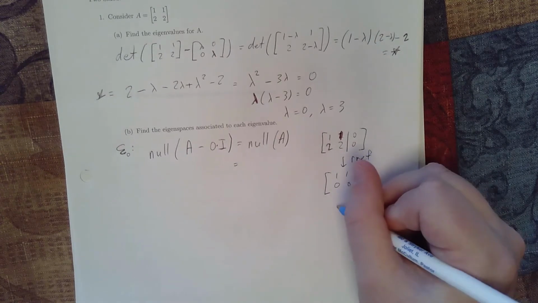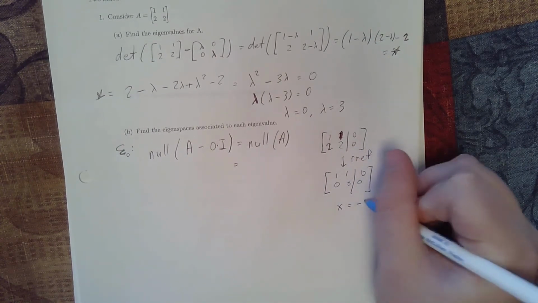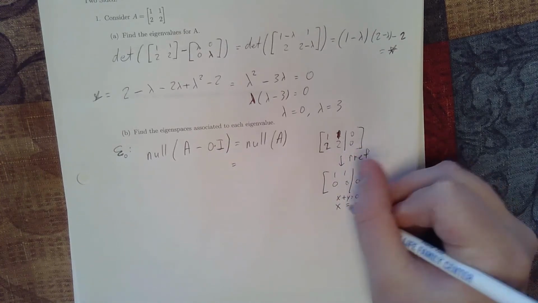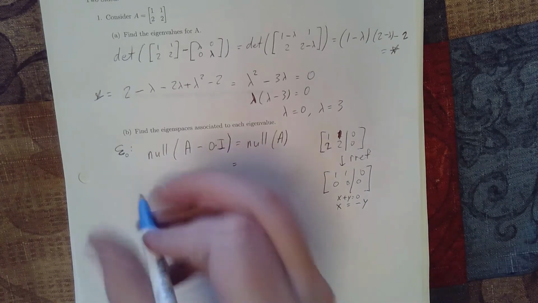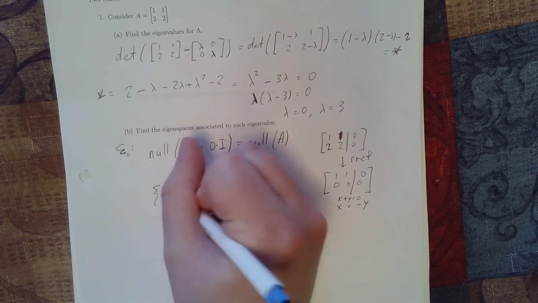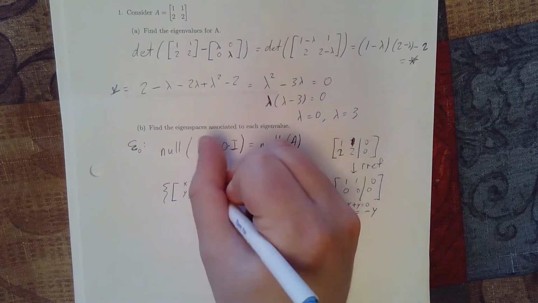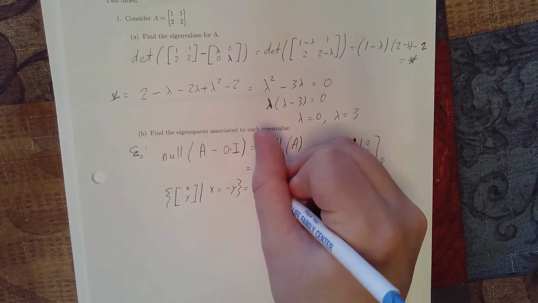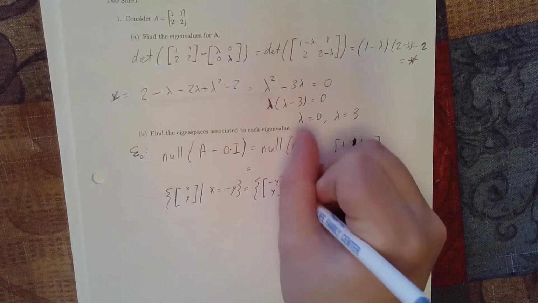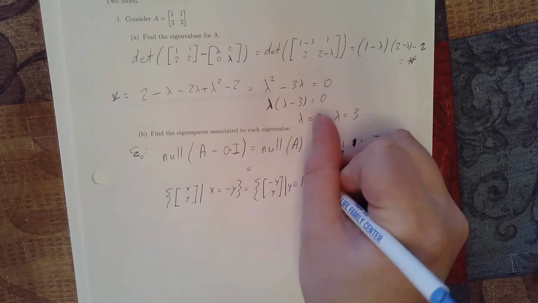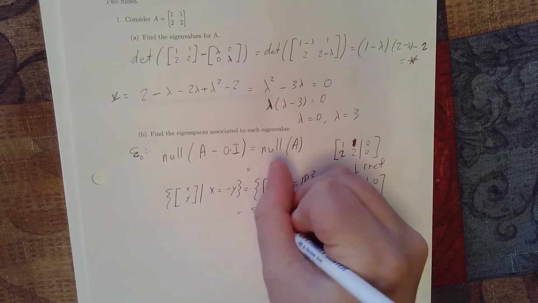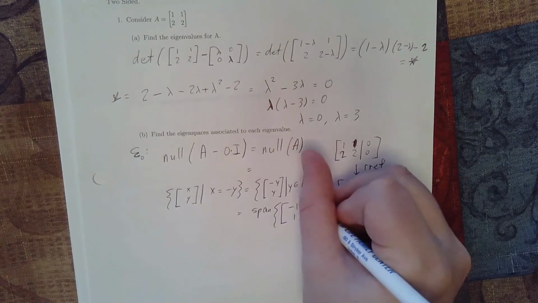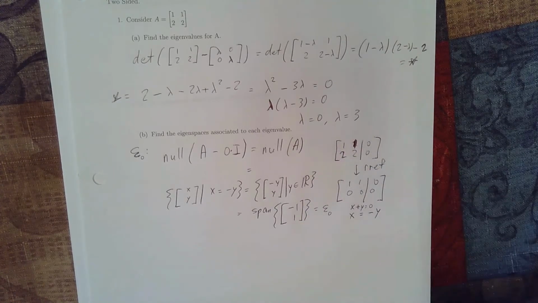and that tells us then that x plus y equals 0, and that tells us then that x equals negative y. So then we have the set of all x, y such that x equals negative y, which is the set of all negative y, y such that y is an element of the real numbers, which will just be the span of negative 1, 1 for our eigenspace associated with 0.